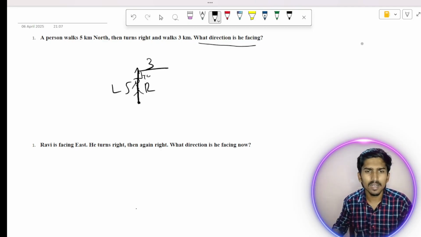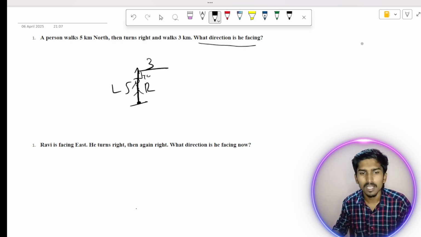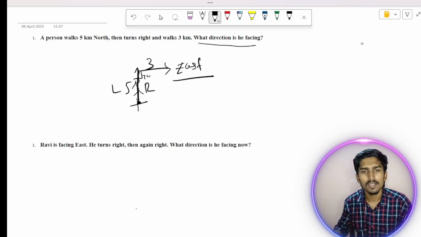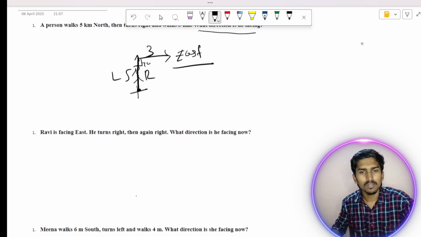They are not asked according to the starting point what is the direction. If they asked according to starting points, you'll make a plus mark and you'll get the direction. But they just said what direction is he facing now, that's all. He is facing towards east. Very simple answer, that's all. We'll go to the next question.